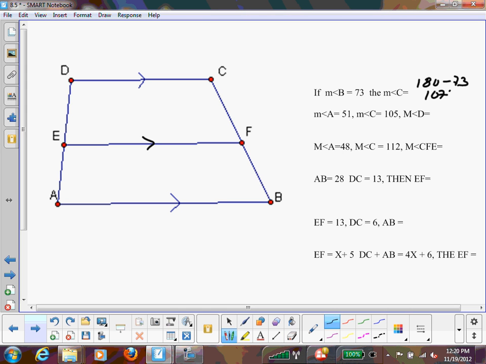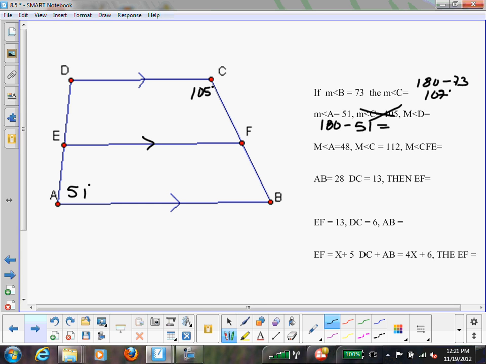If angle A is 51 degrees and angle C is 105, what is the measure of angle D? What am I going to do here? Isabel? Yep. So we have extraneous information here. So we'll do 180 minus 51. And that would give me 129 degrees. So yes, I was trying to confuse you, and it didn't work. Rats.